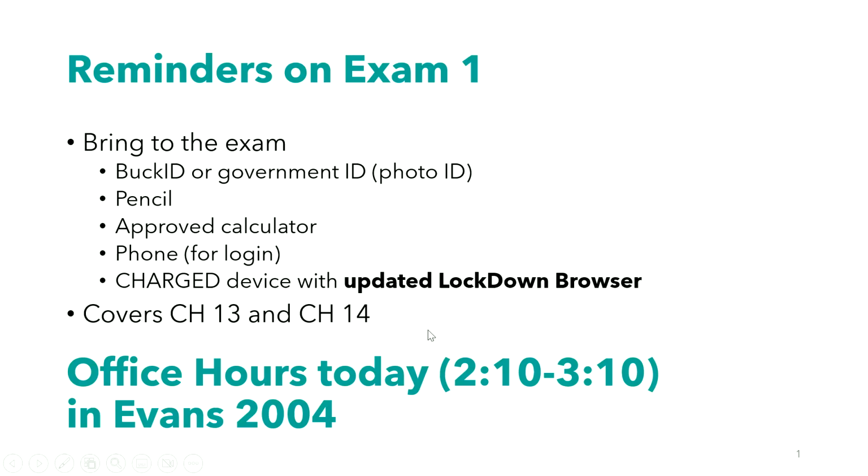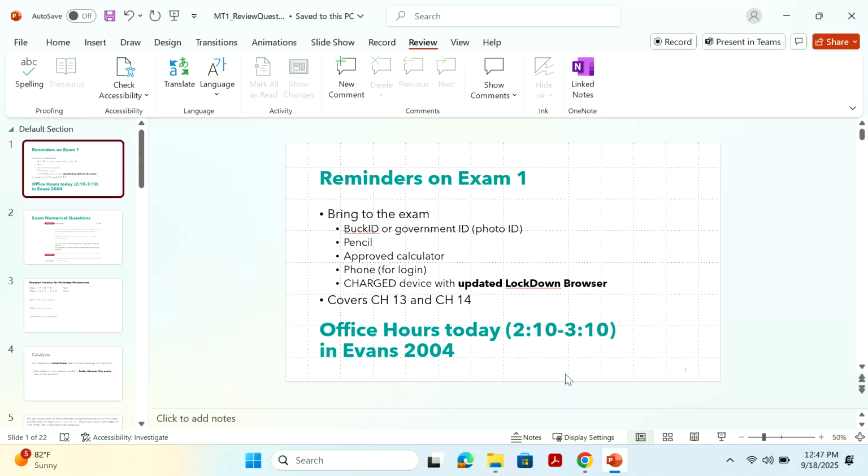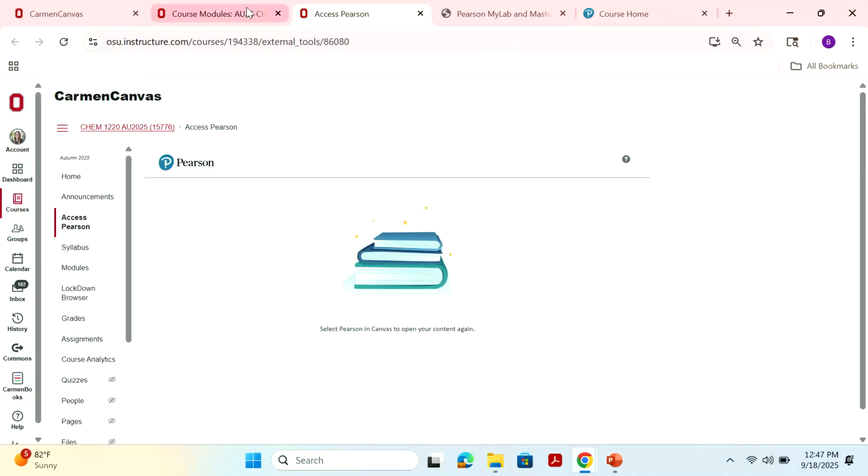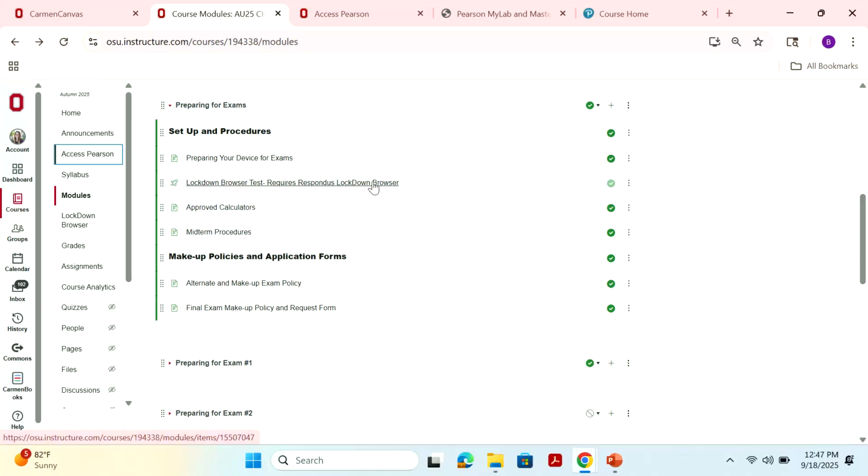Reminder, we have office hours right after class today. Instead of being in my office, they're in a classroom, Evans 2004, and that'll be for an hour. If you have never done lockdown browser before, I really recommend going through the process, and we have a practice lockdown browser test. Right now, 65 of you have done it. There's obviously more than 65 of us.